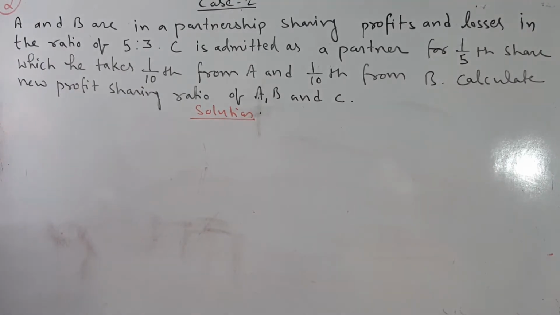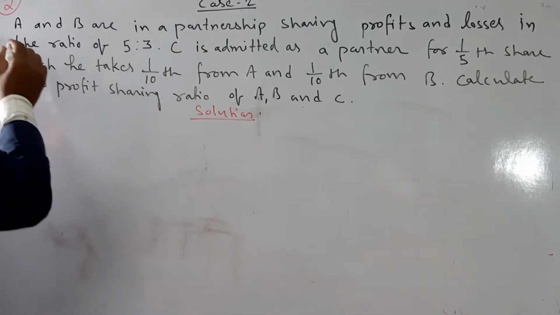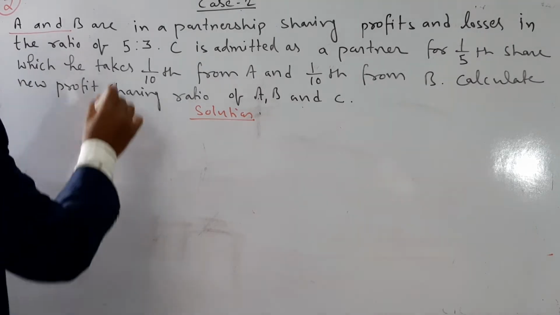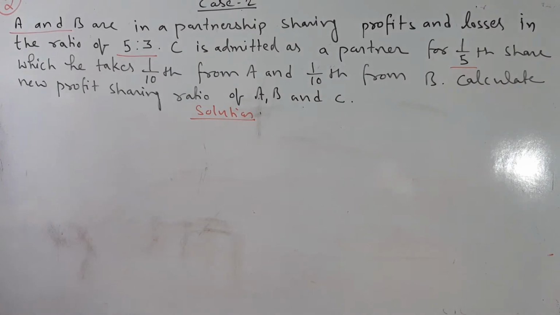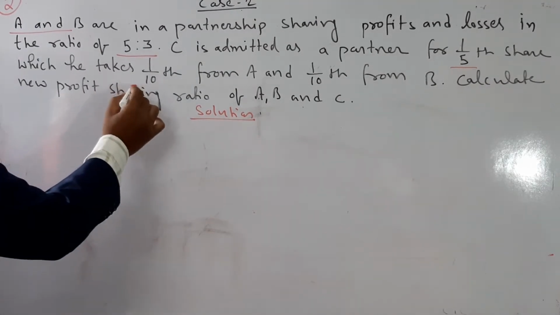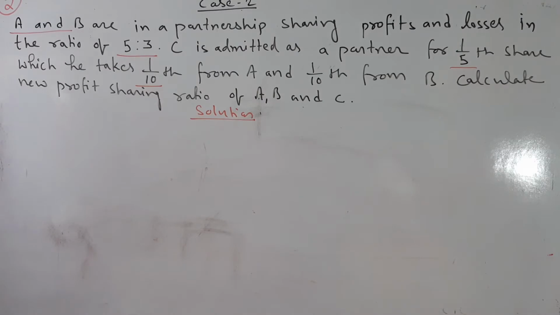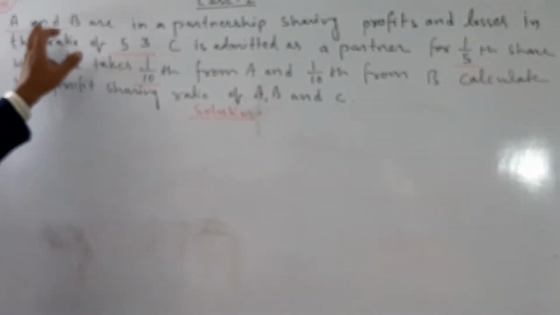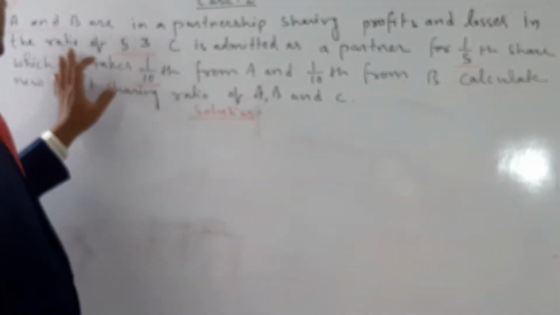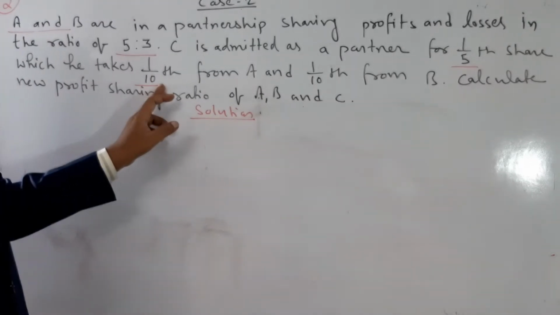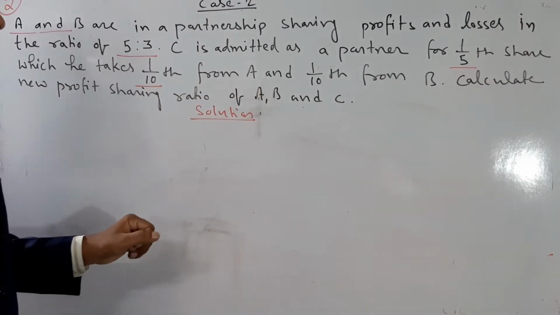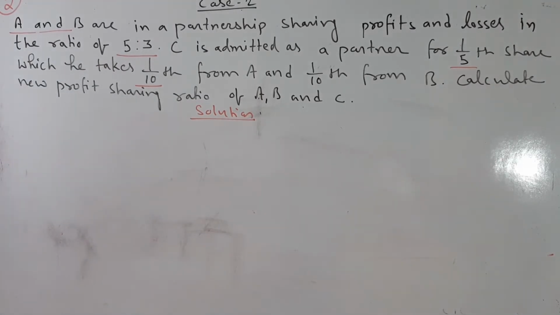Already you are seeing how many partners are given. A and B are partners, the ratio is already given here, and 1/5. Try to understand the question at first. A and B are partners sharing profit and losses in the business, for which C is admitted as a partner for 1/5, and he takes 1/10 from A and 1/10 from B. Calculate the new profit sharing ratio. How will you solve? I am going to discuss it.